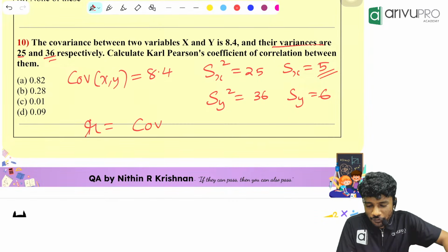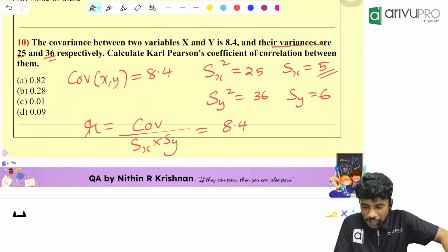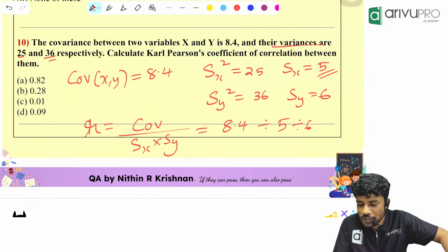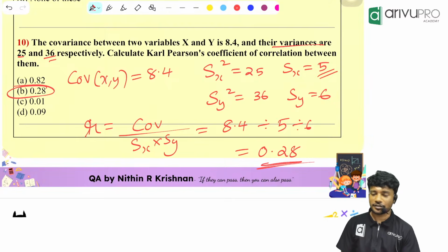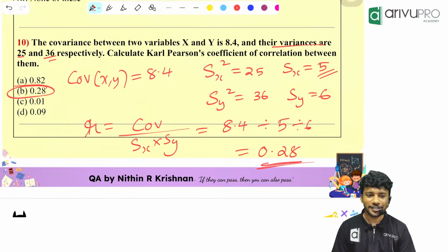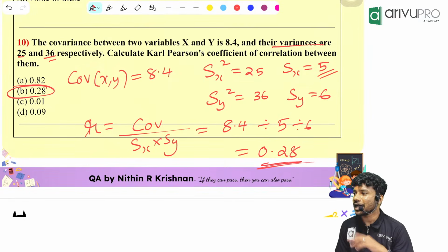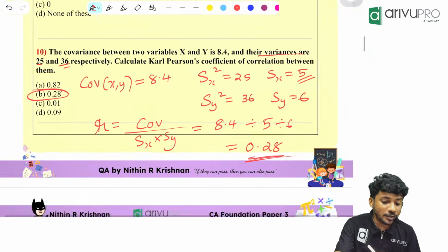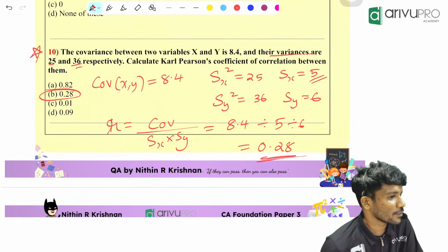Correct answer: covariance divided by standard deviation of x into standard deviation of y. Type in your calculator 8.4 divided by 5 divided by 6. How much are you getting? 0.28. Everyone got that? What type of correlation is it? Positive correlation. If you ask me specifically, moderate positive. That's how they will ask the question, and this is the most repeated format. It can be there in the future.